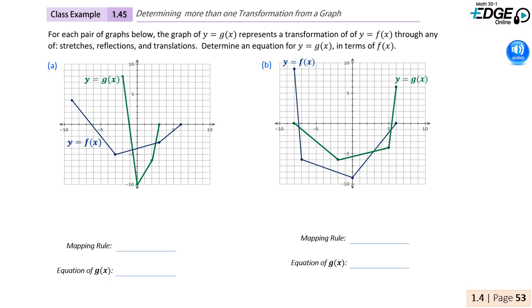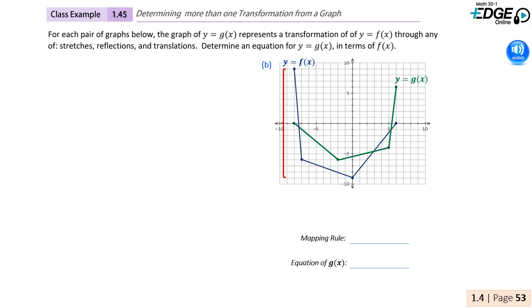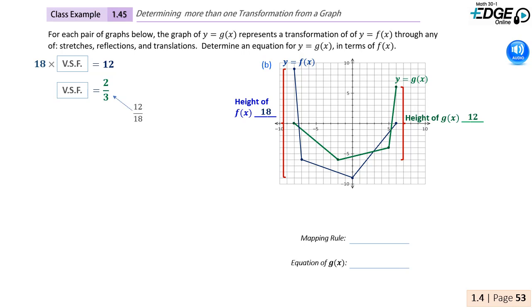Now that you've followed the example in the first part of 1.45, maybe try the second on your own before clicking through the animations. Here, we will again start by determining the height of both the original and transformed graph. We find that the height of f of x goes from -9 to +9, so it is a height of 18. G of x goes from -6 to +6. This is a height of 12. This allows us to determine that our vertical stretch factor must have been 2/3.